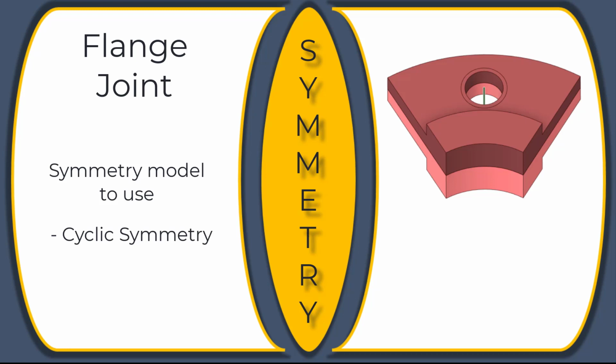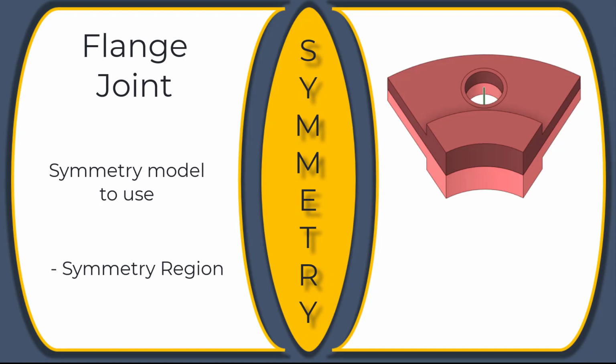Cyclic region is a repeating pattern, so it allows for twisting. However, symmetry region is a mirror about the two planes, so there is no twisting. Hence, for this example, as we are expecting symmetric behavior for each sector, we will use symmetry region instead of cyclic region. Now that we have finalized on the type of symmetry that we would be using for this analysis, let's create the 1/6 sector of the flange joint.